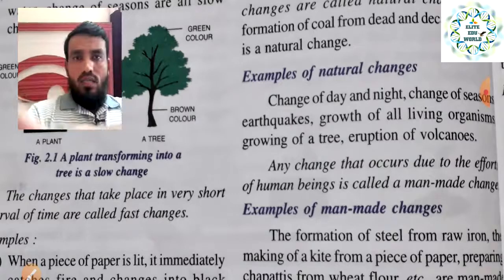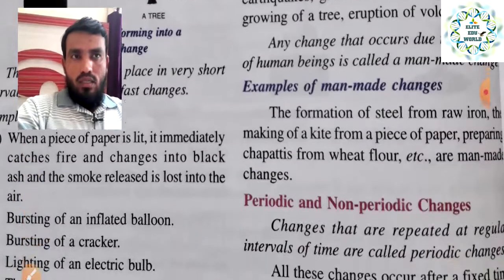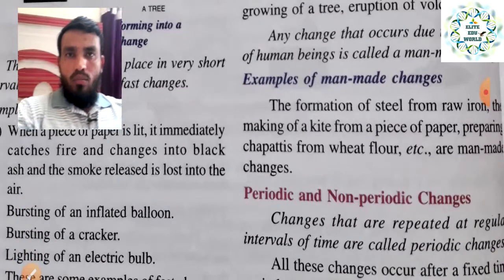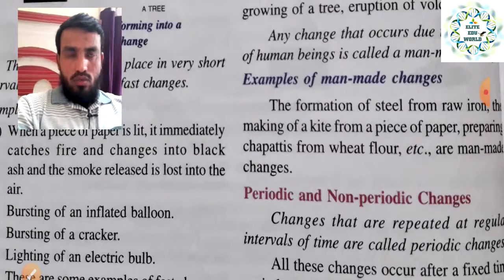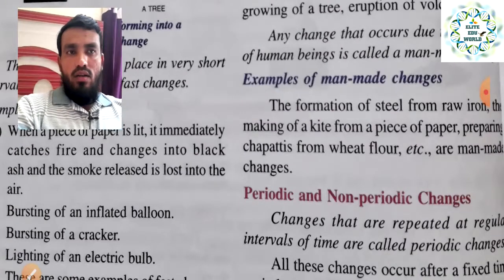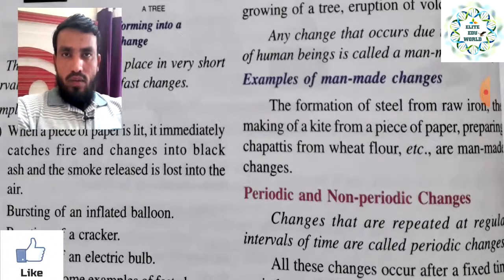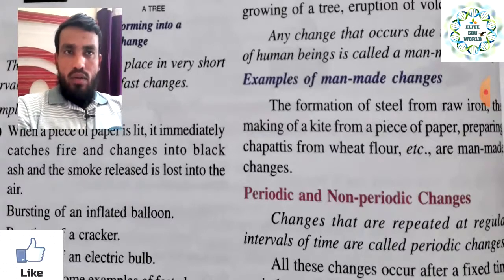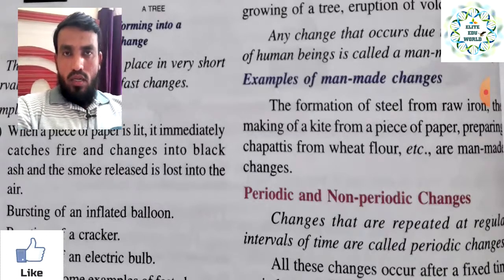Some examples we can see of man-made changes. Here the man has to do something to bring about the change in the substances. So we can say the formation of steel from raw iron. This happens in the factories. We have factories where we make steel from the raw iron. Raw iron we bring into the factories, and we do such processes. We are doing something on it. That is what is called man-made.